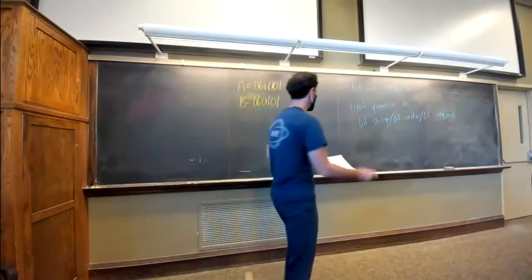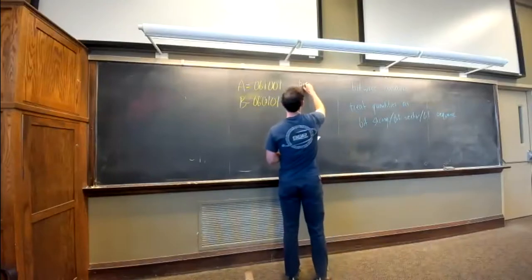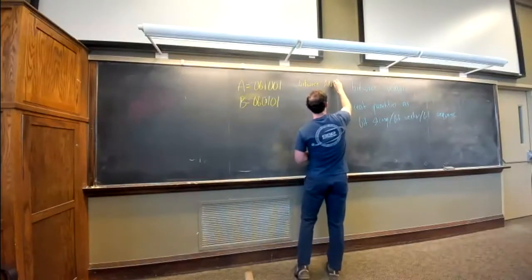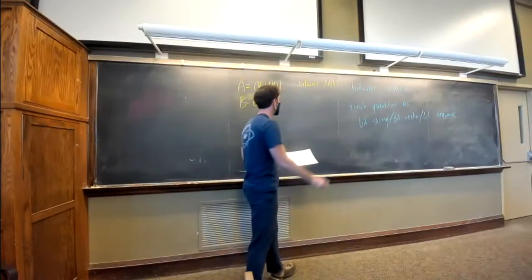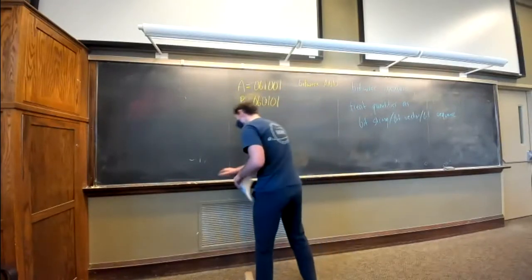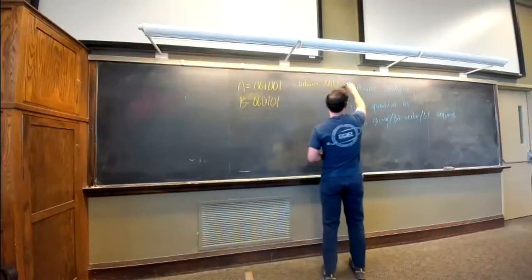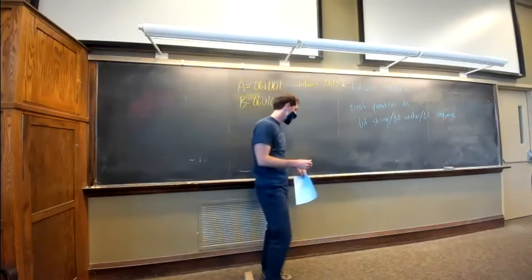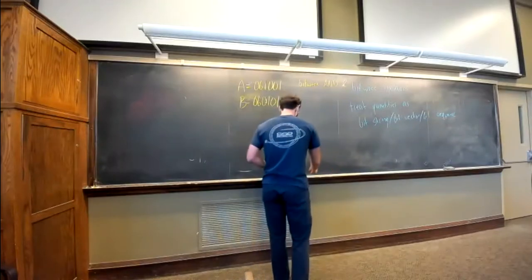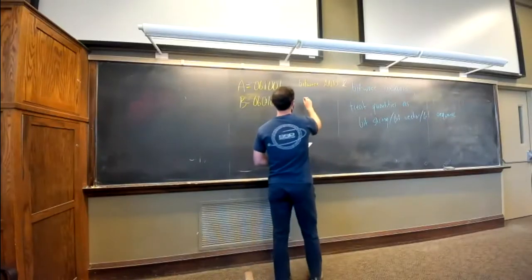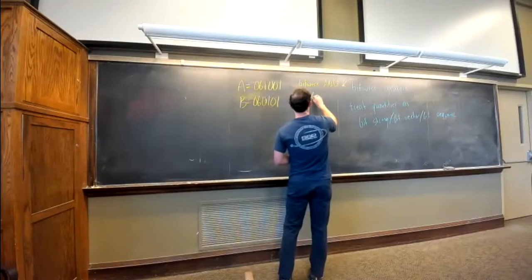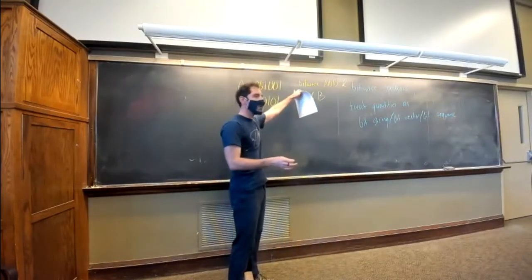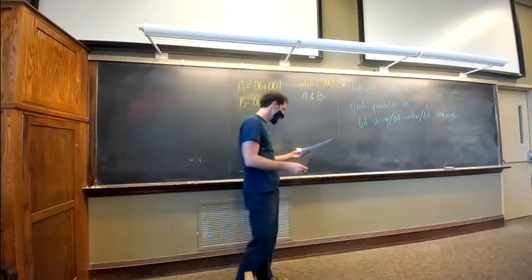So, first we have bitwise AND, which is written in C as a single ampersand. So we would say A ampersand B would be the expression of perform a bitwise AND between these two.